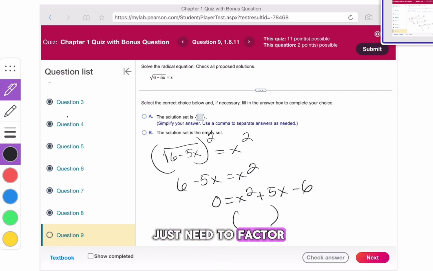And then you just need to factor. So x and x and x plus, wait a minute. It's going to be 1 and 5. I'm thinking 2 and 3, but I think it's going to be 1 and 5. So no.